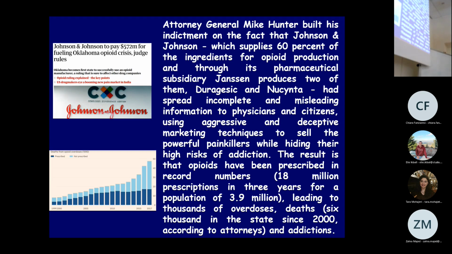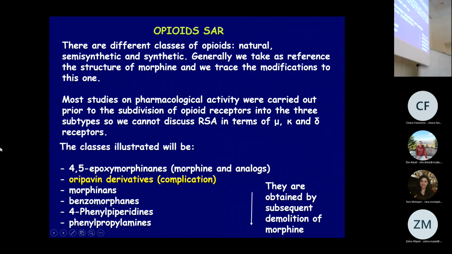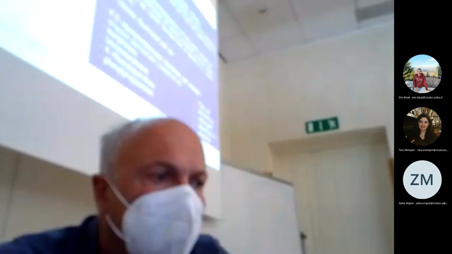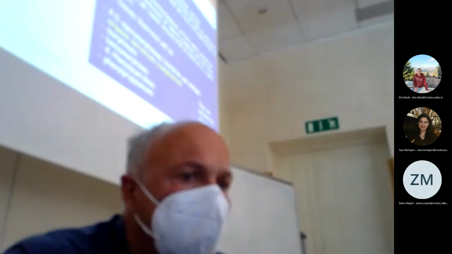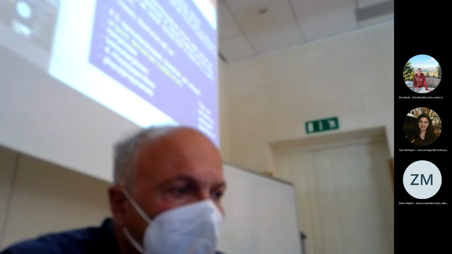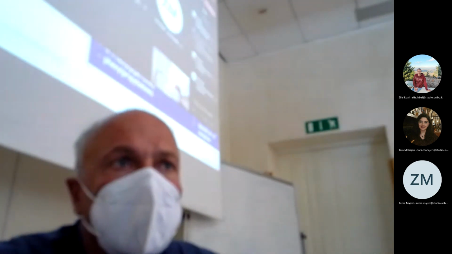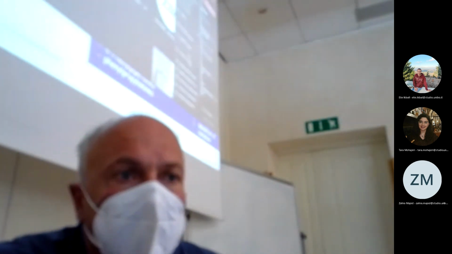Okay, so we start next time with the structure-activity relationships of morphine. Then we'll see how it's possible to simplify the chemical structure of morphine. Have you any questions here in classroom? Have you any question at home? No?